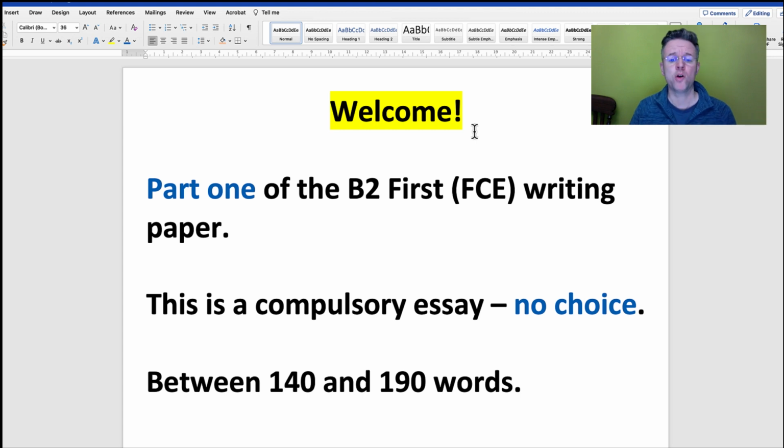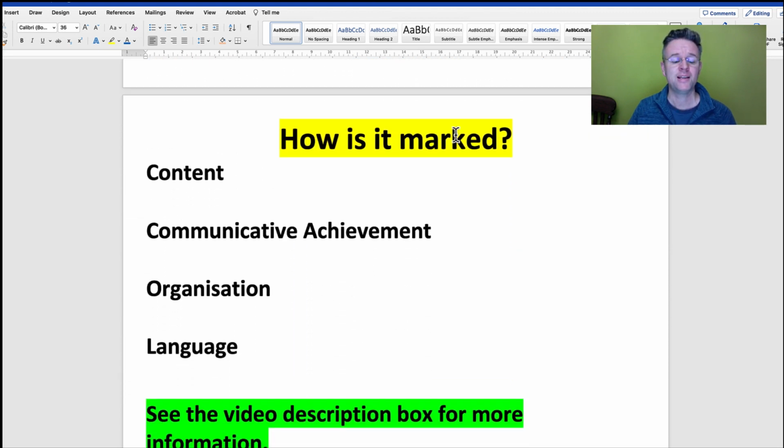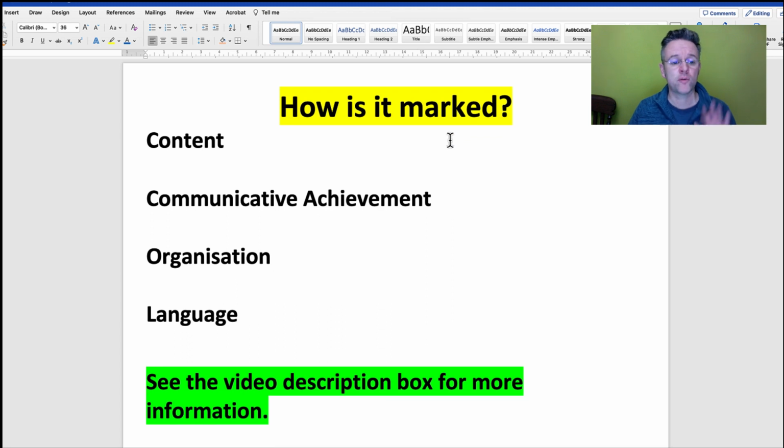In part 1 of the B2 First Certificate writing paper, there is a compulsory essay. You do not have a choice, you have to answer this question, and it is between 140 and 190 words. It is marked following the four following criteria: content, communicative achievement, organisation and language.